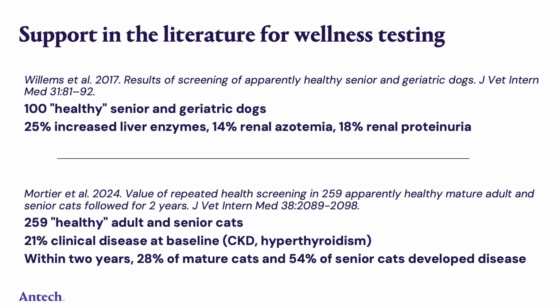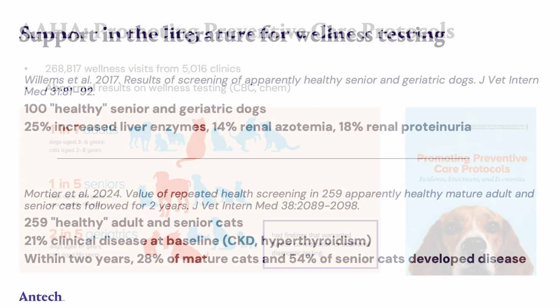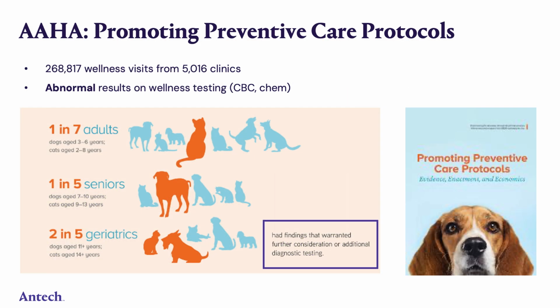So not just getting a baseline and looking at it even just yearly, but maybe a justification for what we see in some of the protocols and recommending more frequent testing as they get even older. These large studies were probably trumped by the largest one I remember that has come out, a publication that AHA publishes now on promoting preventive care protocols. And that references a study where they looked at more than 250,000 wellness visits at over 5,000 practices.